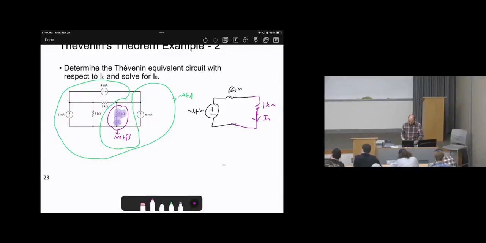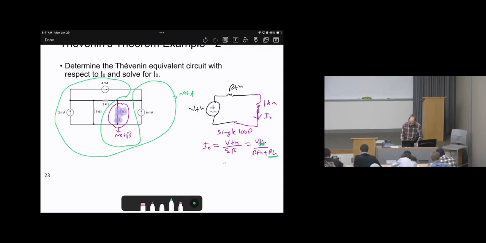Okay? Now how to calculate I/O? Single loop, right? So we will say that I/O will be V Thevenin over the sum of the resistors, which is going to be V Thevenin over R Thevenin plus R load. We know R load, while V Thevenin is unknown and R Thevenin is unknown. So we have two unknowns, which are V Thevenin and R Thevenin. How to calculate V Thevenin and how to calculate R Thevenin?